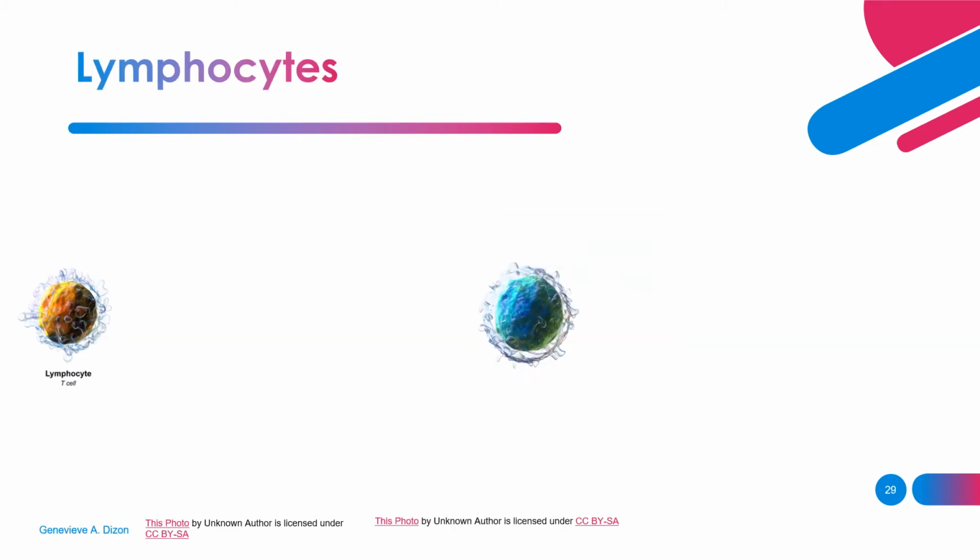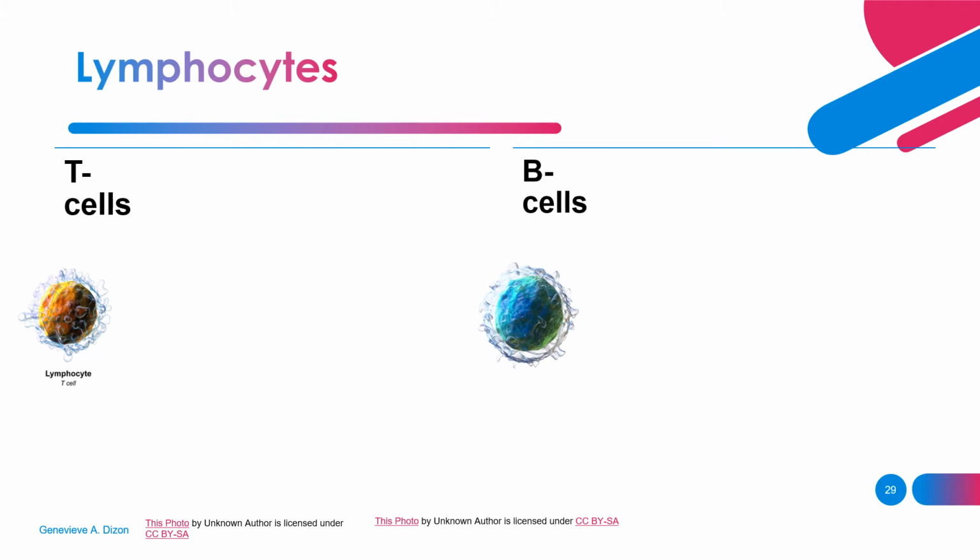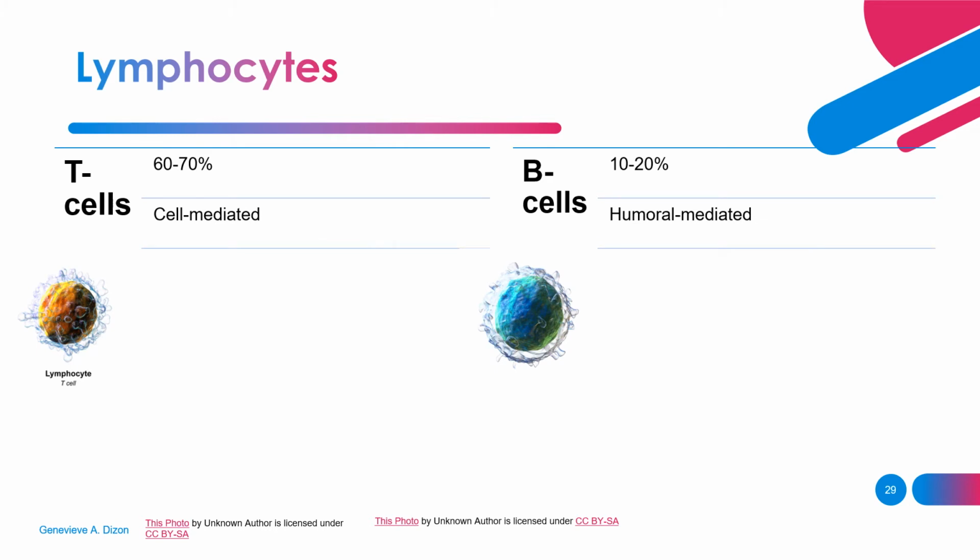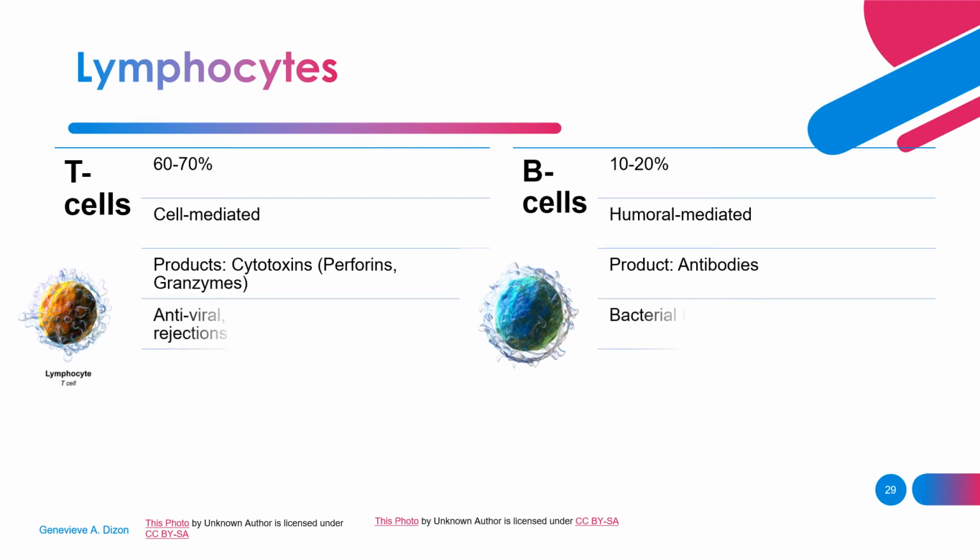The two lymphocytes in the acquired immune system are the T cells and the B cells. Both cells are from the bone marrow, but the T cells have developed their specific surface antigen in the thymus, therefore called the T cells. T cells are 60 to 70% of the lymphocyte population, while B cells are 10 to 20%. T cells are cell-mediated, while B cells are humorally mediated. T cell products are cytotoxins like perforins and granzymes, while the B cell products are antibodies.